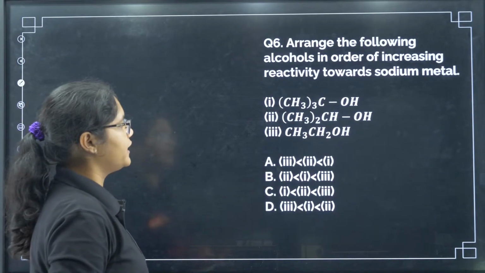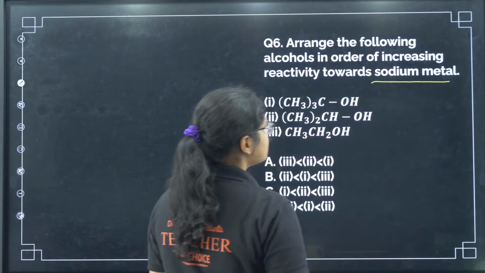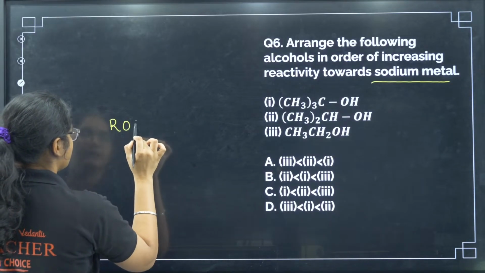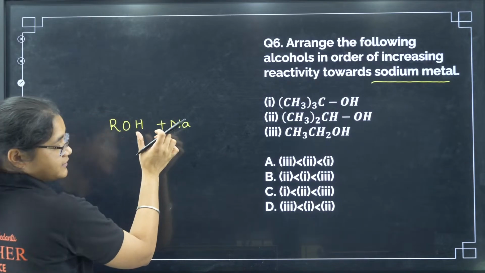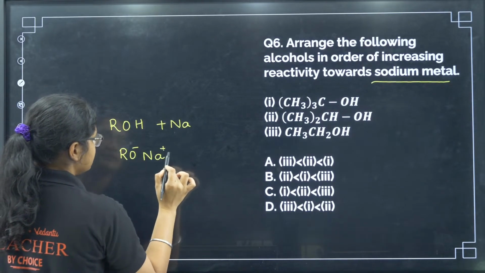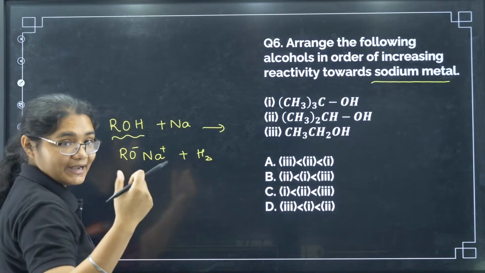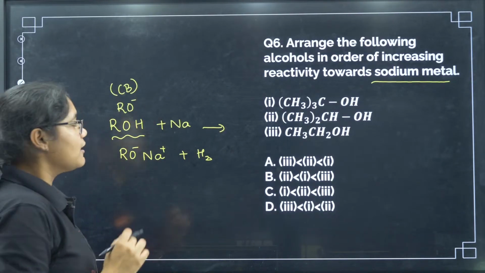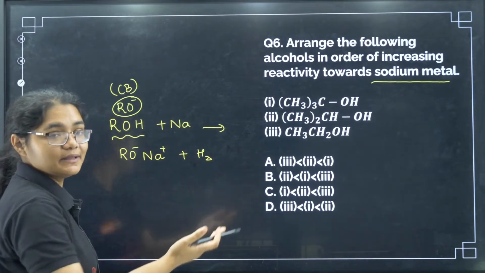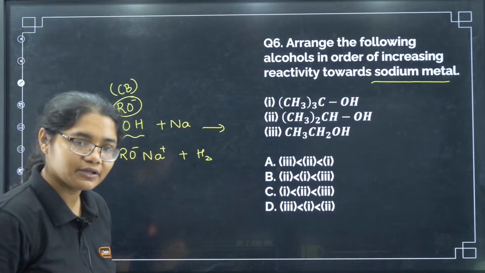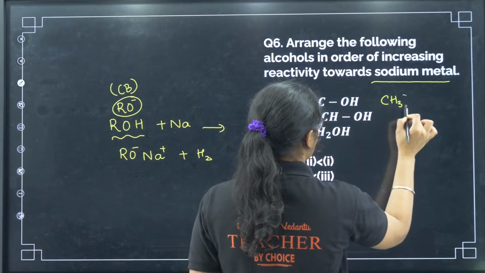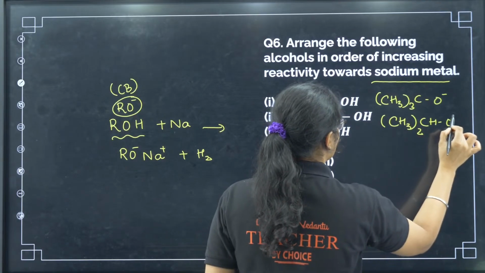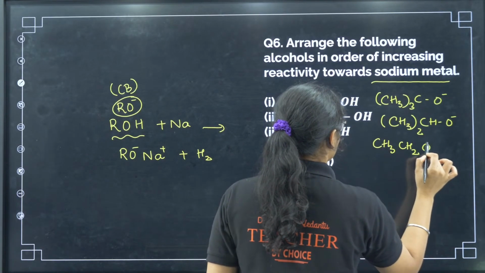Next question number 6, arrange the following alcohols in the decreasing order of their reactivity towards sodium metal. Now see, when an alcohol reacts with a metal, what does it do? It donates H plus, right? So it will form RO minus Na plus, and then H2 gas will form. If it is donating H plus, what will be left behind? RO minus, which is the conjugate base of the acid. Now if the RO minus is very stable, this donation will be easy. If the RO minus is unstable, donation will be difficult. So here I will get (CH3)3CO minus, then (CH3)2CHO minus, and CH3CH2O minus.